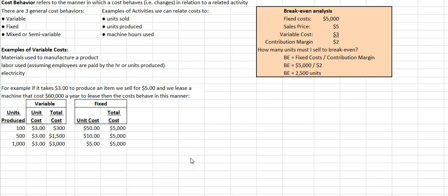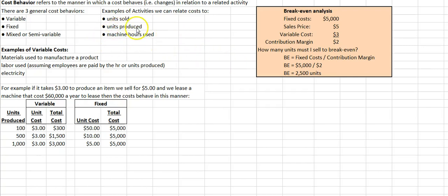In this video, I'm going to talk a little bit about cost behavior. The definition of cost behavior is: cost behavior refers to the manner in which a cost behaves in relation to a related activity, right? So how do costs behave, for example, as we use more machine hours? How do costs behave, for example, as we produce more units or we sell more units and so forth? Those would be examples of activities, right? And you can link these activities to the cost, because these activities tend to drive costs.